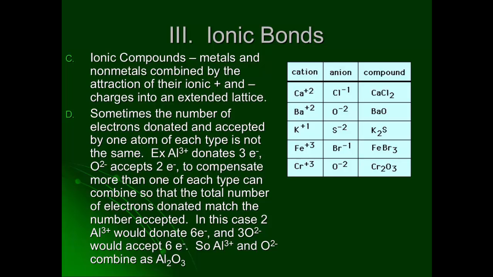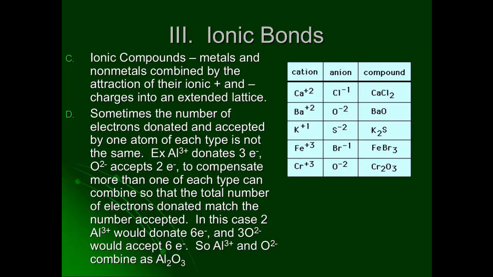If you have potassium, that's in group 1, it's going to want to donate 1. And sulfur, which is in group 16, it's going to want to take 2. Well, 1 potassium isn't going to be able to provide what the sulfur needs, so it'll take 2 potassiums, each donating 1, to provide the 2 electrons that sulfur wants to get to its 8 valence. And so you get potassium sulfide as K2S.